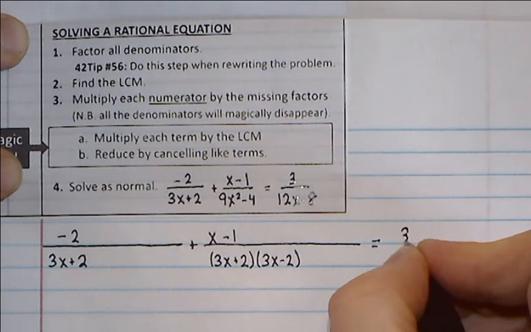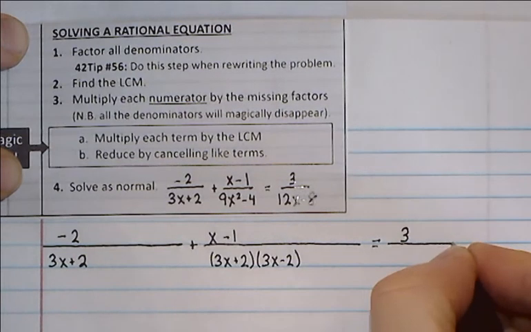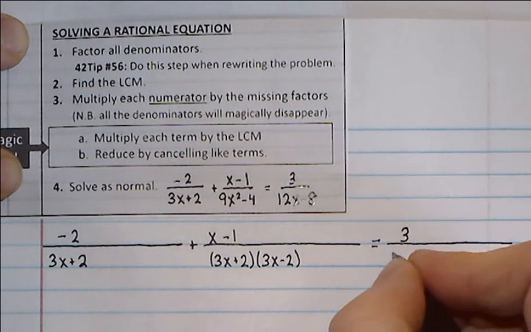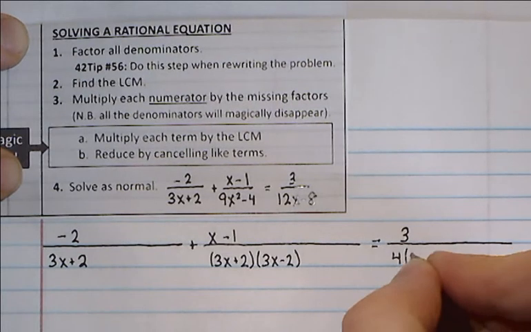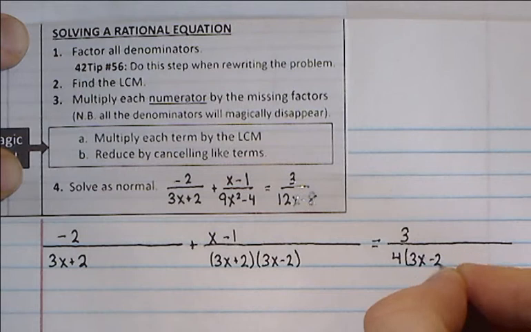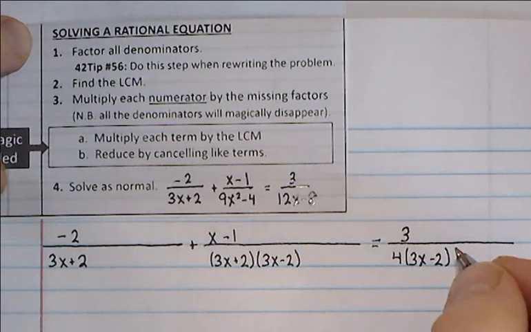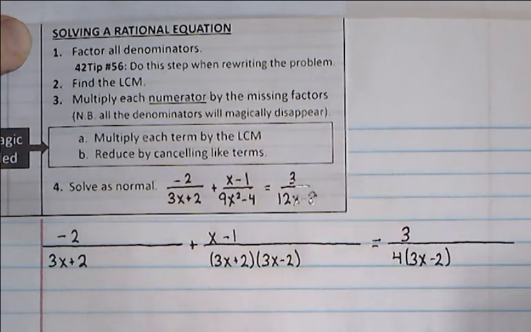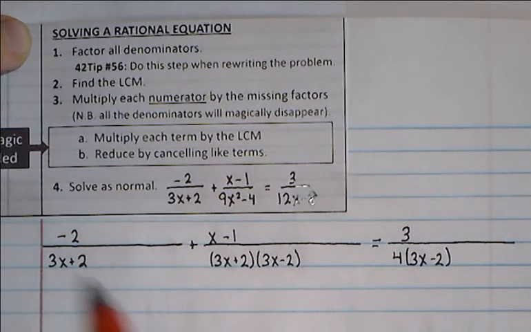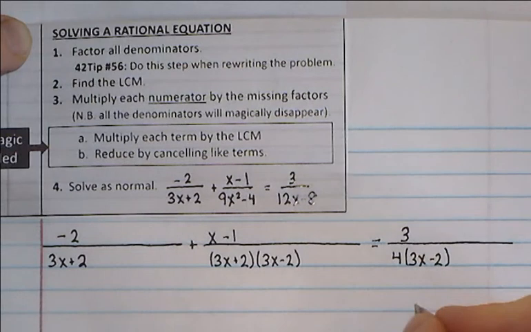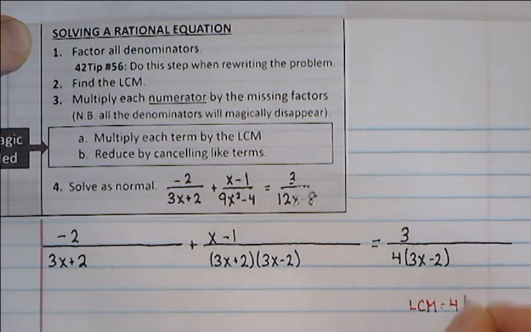And I'm going to factor by GCF. So I'm going to pull out a 4, and I'm left with 3x minus 2. Right? So I've factored all of my denominators, and now it's time for me to find the LCM. The LCM is all of my unique factors: 4, 3x minus 2, 3x plus 2.